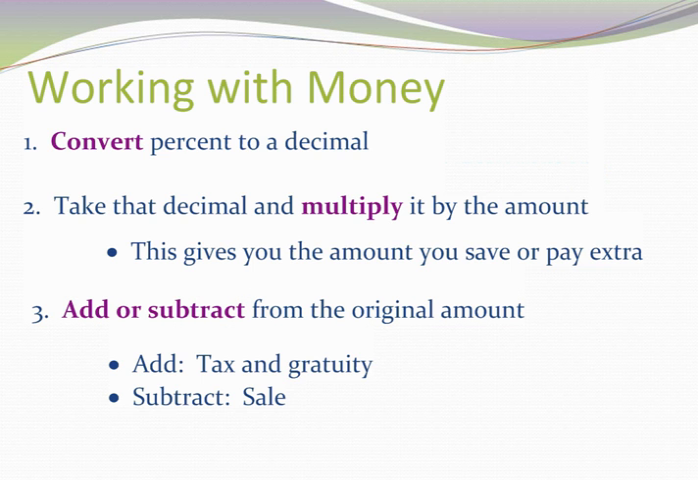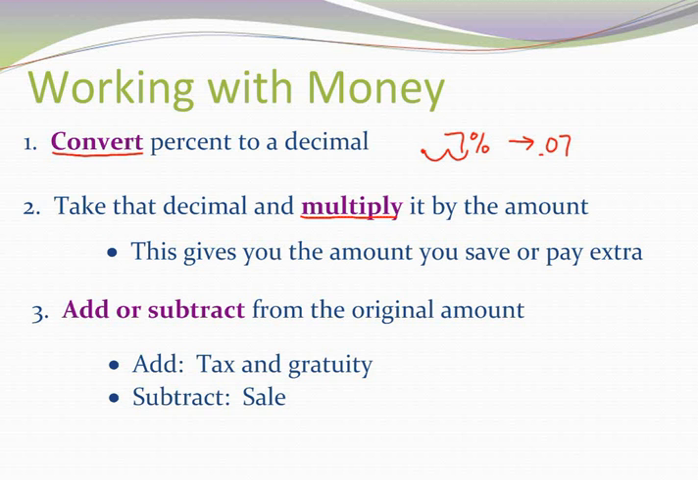We're going to talk about the steps. When you're working with money, these are the things that you're going to do. Okay, and I have highlighted or bolded the most important things in this purple color. Number 1 says convert percent to a decimal. We have 7% tax. We need to change that into a decimal. And you do that by moving the decimal 2 places to the left every time. Okay. Number 2 says take that decimal and multiply it by the amount.